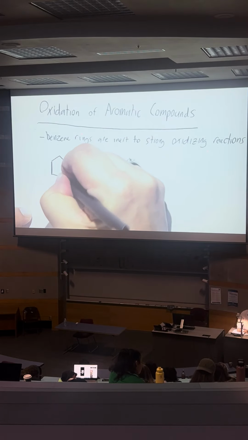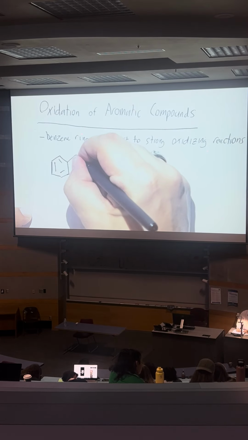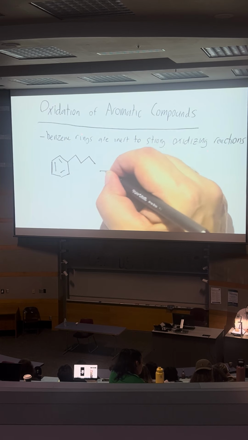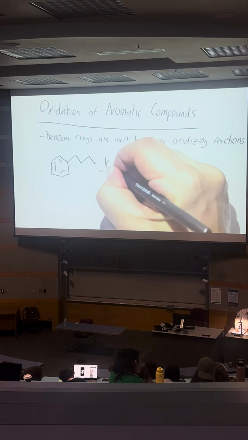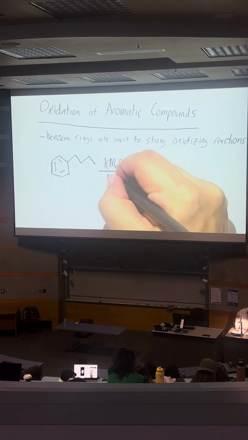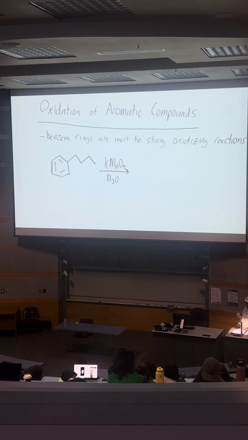So if we had a substrate like this, here we have an aromatic ring, and coming off of it, we have a butyl chain. The first oxidant will be potassium permanganate, which is KMnO4. It's already a strong oxidizer, but in the presence of water, it's even stronger.